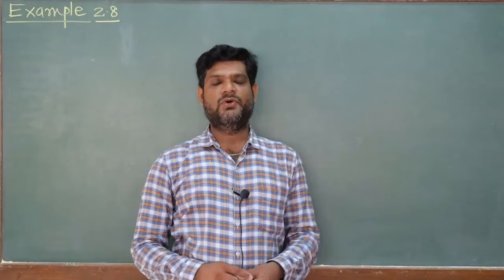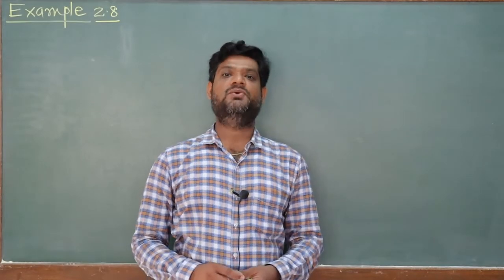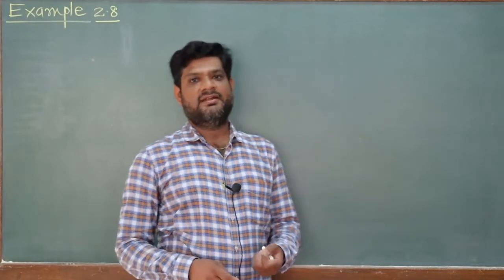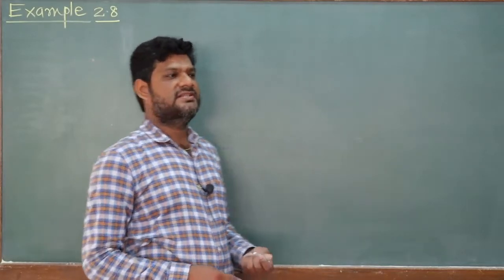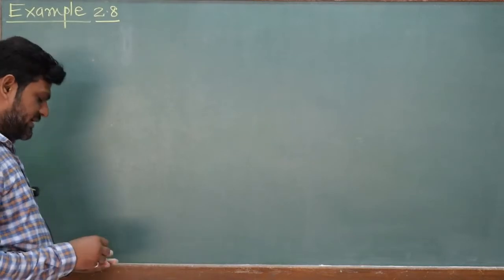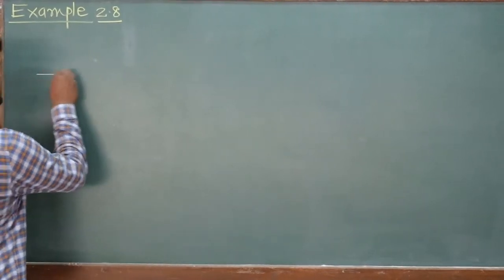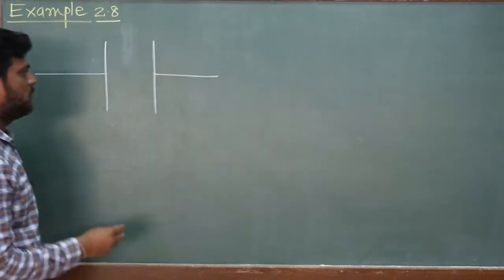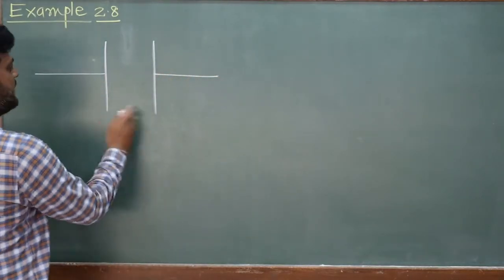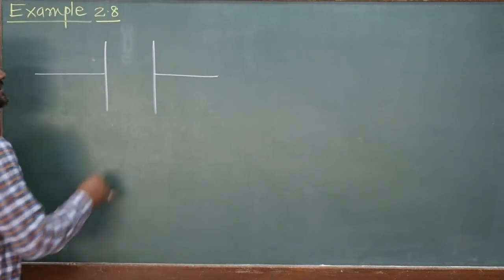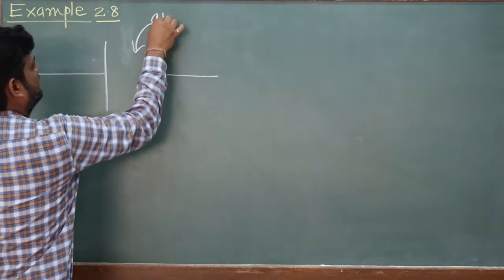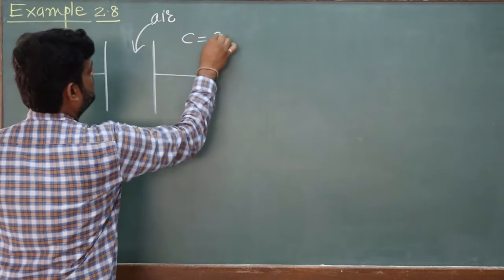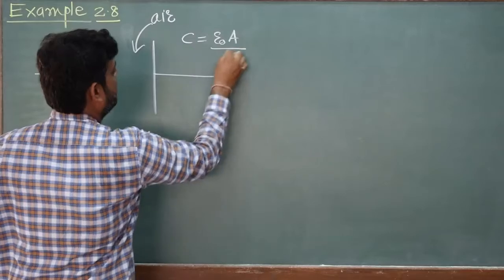Now in this video we will study example number 2.8. It's a very easy example. See, it is an important example actually. See what is given in that example. One capacitor is given. This is a capacitor. If there is air or vacuum between the two plates of the capacitor, then the capacitance of the capacitor in this situation will be C equal to epsilon 0 A by D.